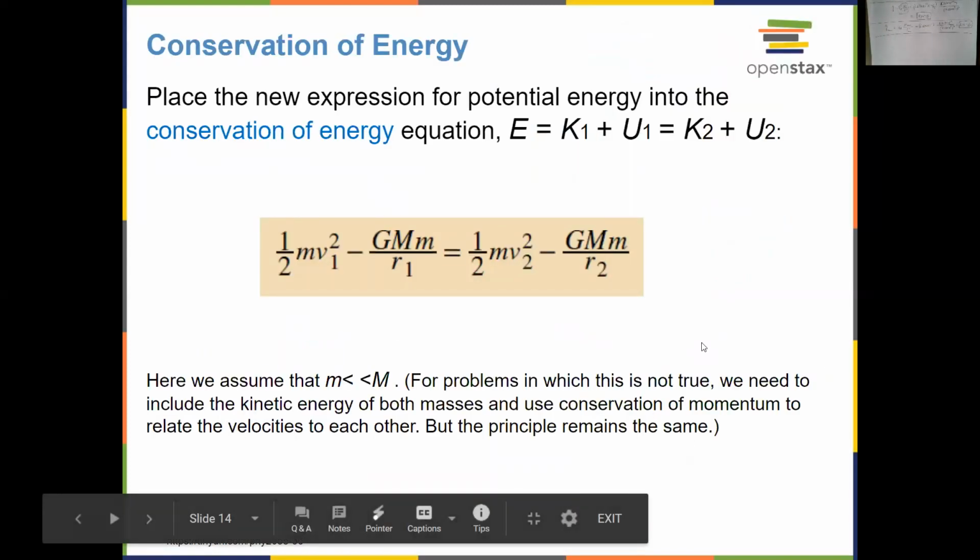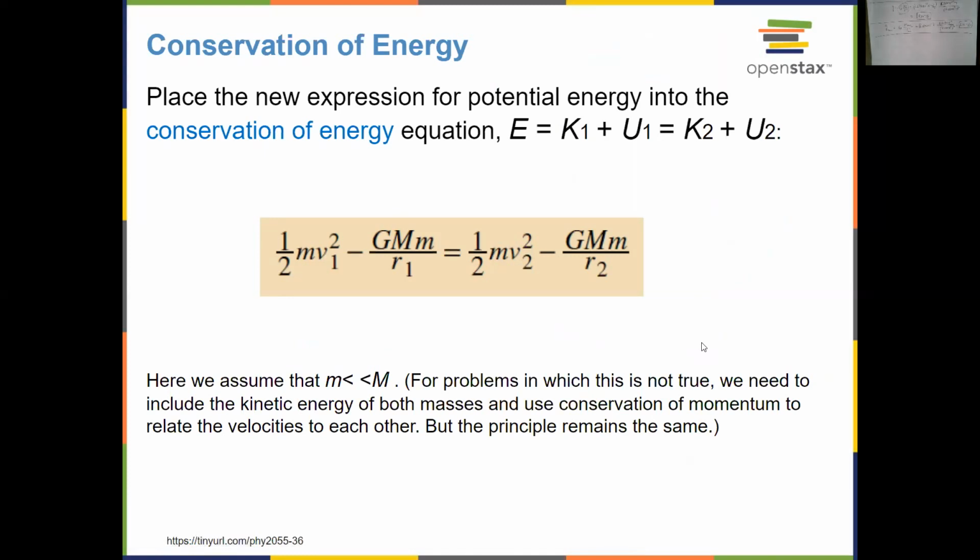So then in that case, the conservation of energy equation would also be modified slightly. For the kinetic energy terms, you still use the original expression 1/2 mv squared. But for the gravitational potential energy, you change it to capital G, capital M, small m divided by R, assuming the small mass is much less than the big M.